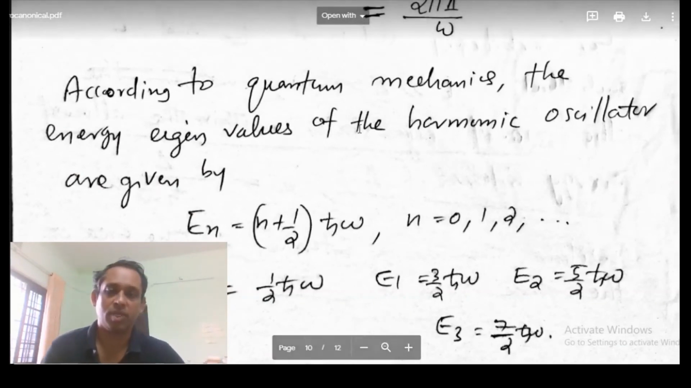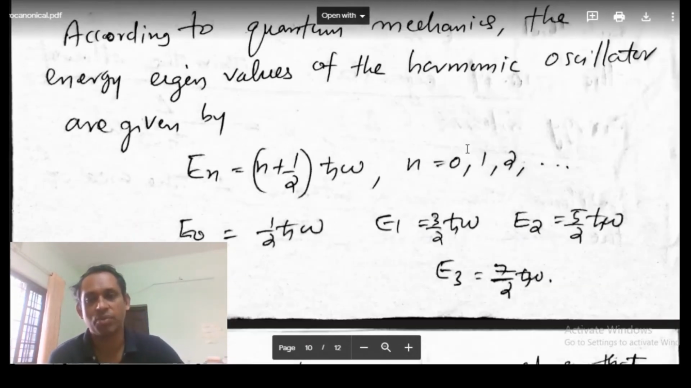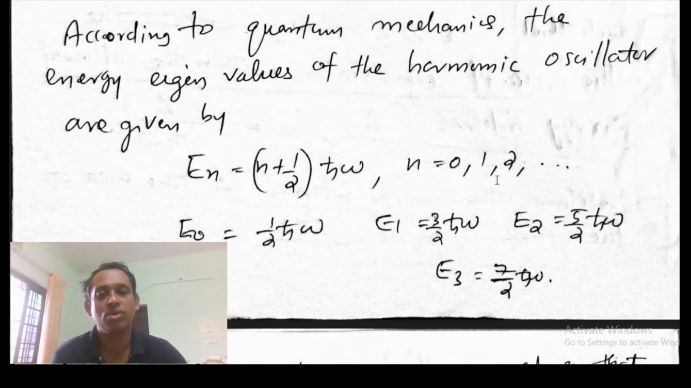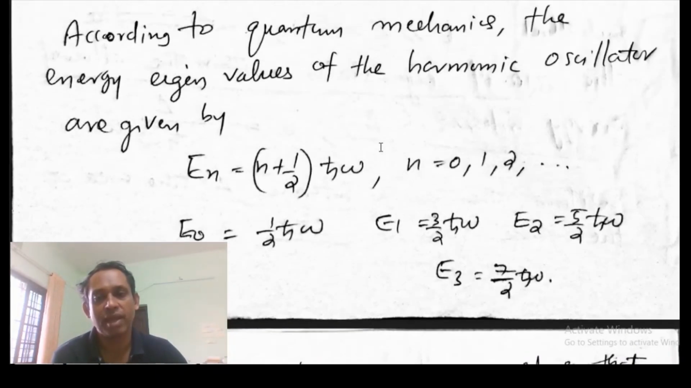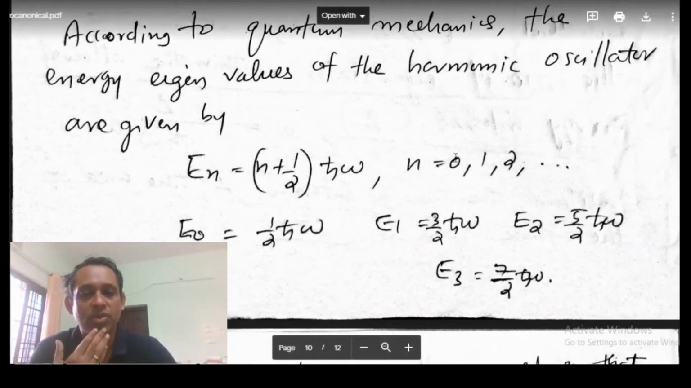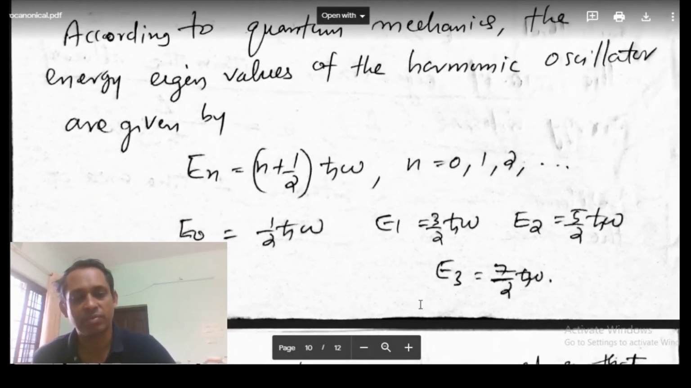Now we are taking this harmonic oscillator problem in quantum mechanics. Here the energy eigenvalues of the harmonic oscillator are given by (n plus half) h cut omega, where n is 0, 1, 2. So the energy values a harmonic oscillator can take are restricted. It can take half h cut omega for n equal to 0, 3 by 2 h cut omega for n equal to 1, and 5 by 2 h cut omega for n equal to 2. So these are the energy eigenvalues of the harmonic oscillator.